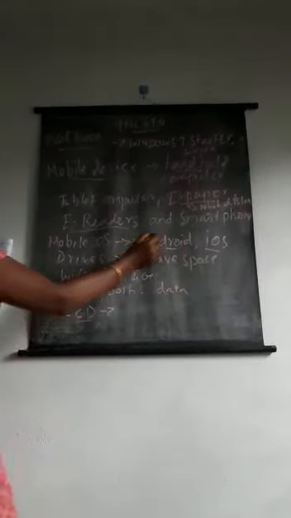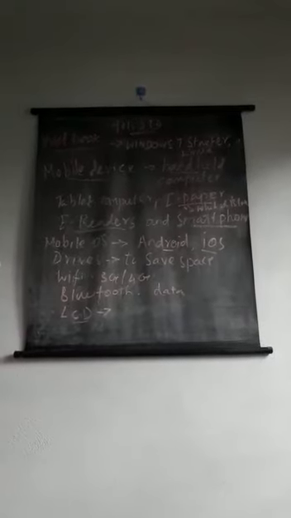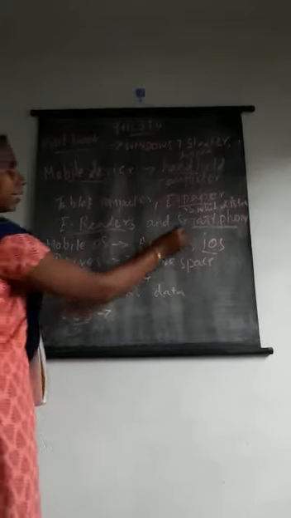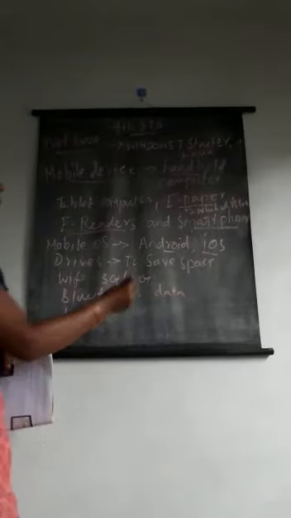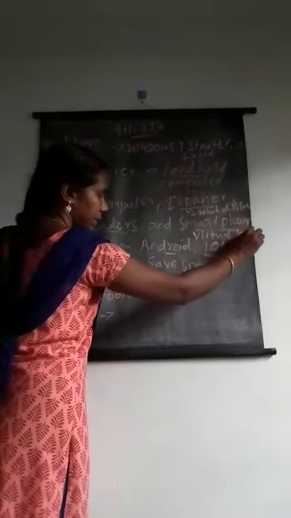Last one, smartphone. The last type of mobile device is the smartphone. A smartphone is a powerful mobile phone that is designed to run a variety of applications in addition to providing phone services. Smartphone uses a touch screen. Next, it has a virtual keyboard.